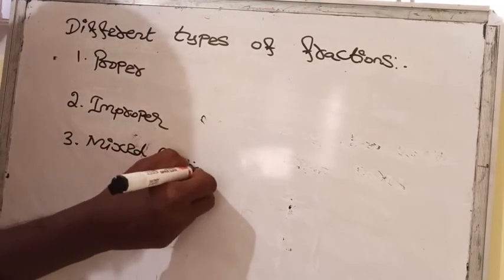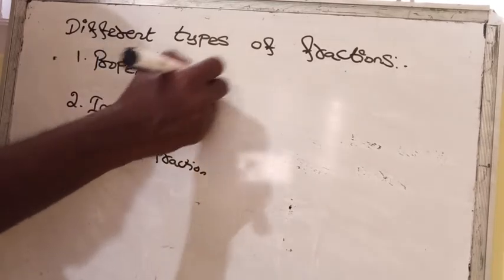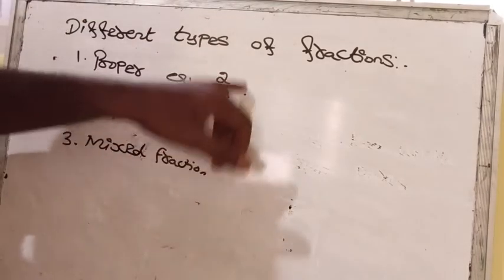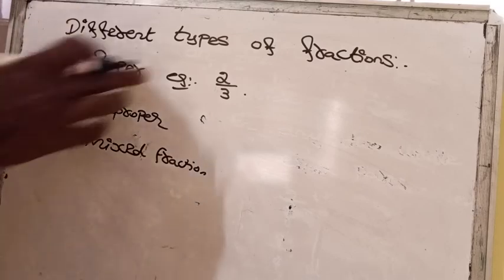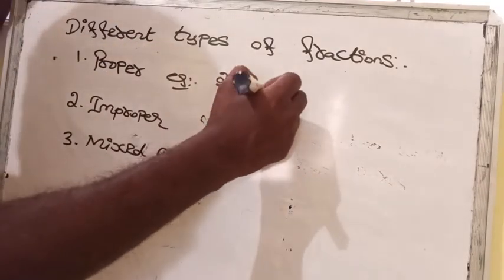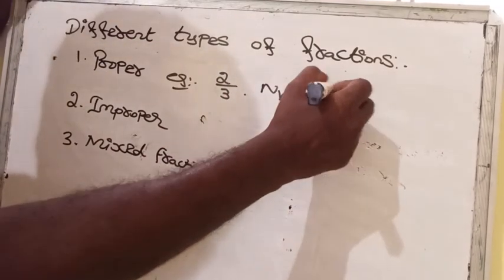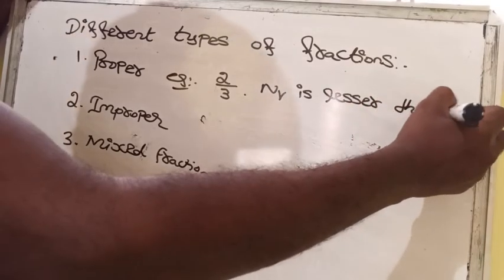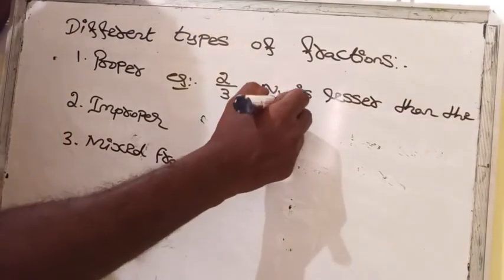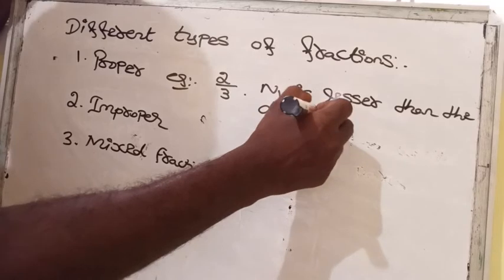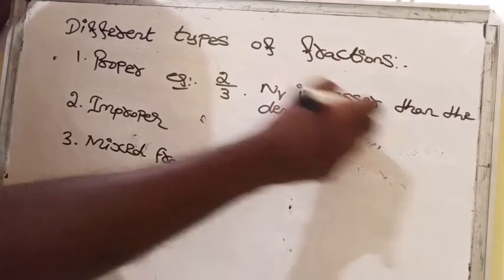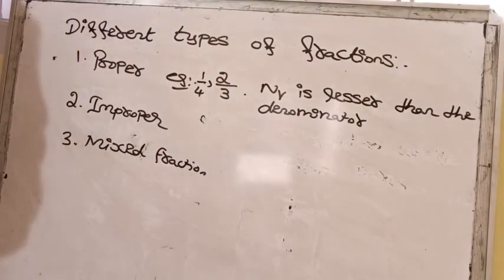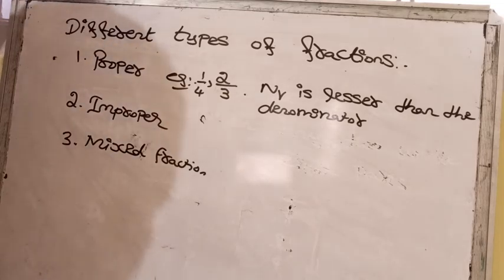Am I right here? For example, the proper fraction is 2 by 3, where the numerator is lesser than the denominator. It is called a proper fraction. For example, 2 by 3, 1 by 4. So these are all examples of the proper fraction. Am I right here? Improper fraction.